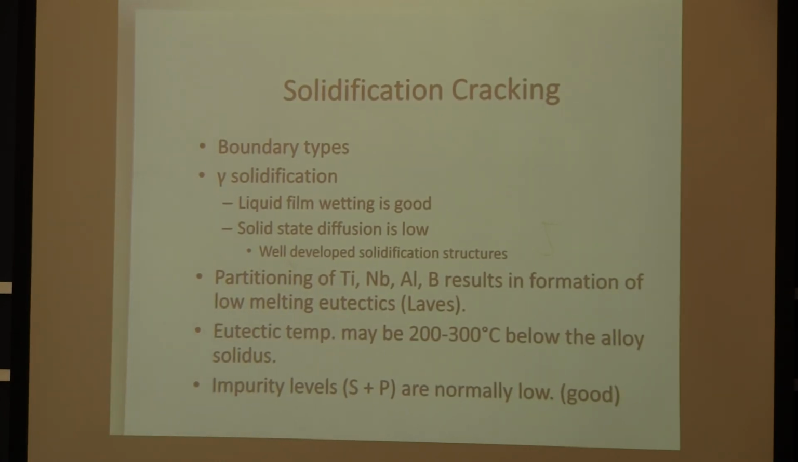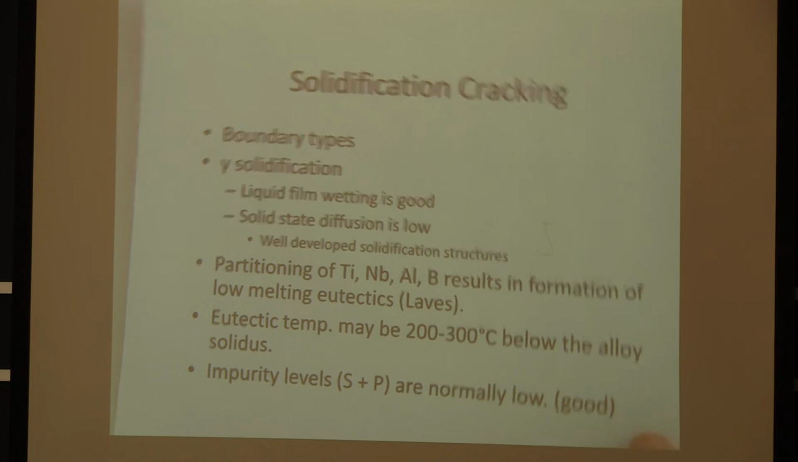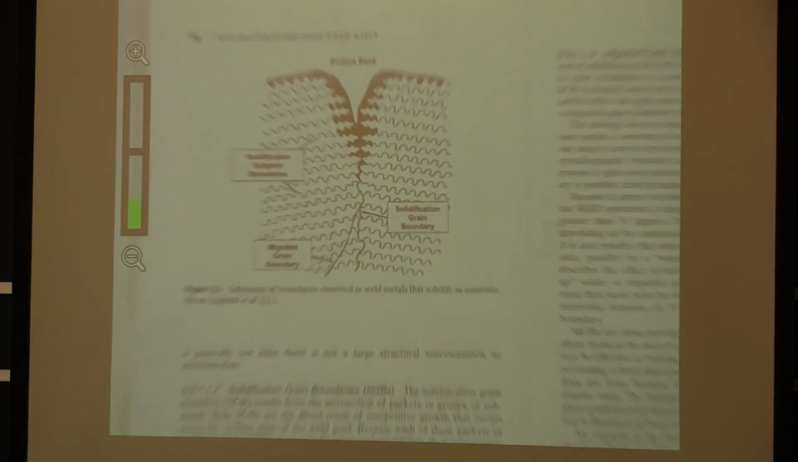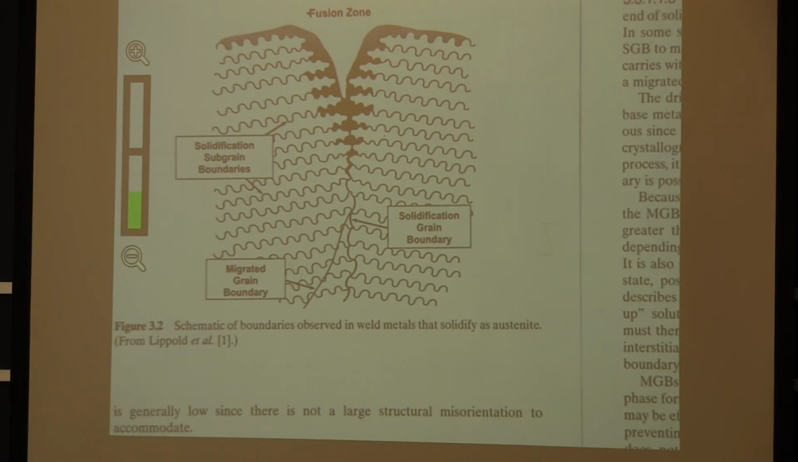So solidification cracking. Before I really talk about that a lot, I wanted to talk about the various types of boundaries that are created in an austenitic steel or austenitic nickel-based alloy as the material solidifies. So what you've got here is you've got two solid regions that are coming together as the material solidifies. And so what you end up with is, remember I talked about the low melting phases that partition along and are pushed along ahead of the solidification front. You've got that will be the last to solidify.